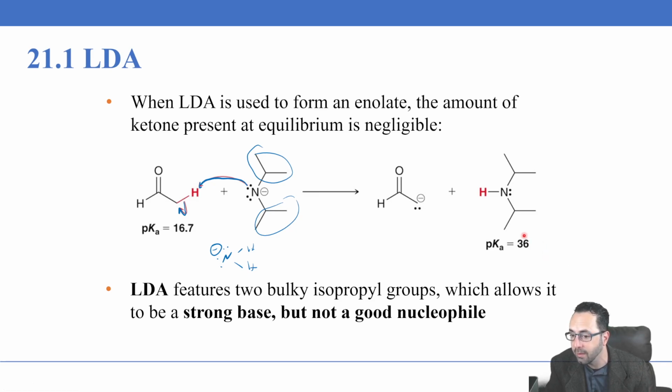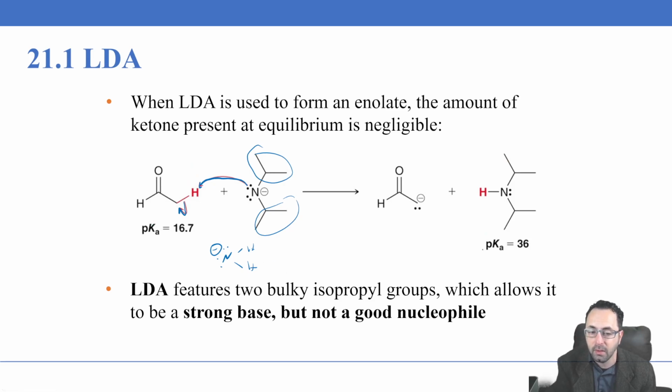And notice, with ammonia, the pKa is 38. With diisopropylamine, here the pKa is 36. Very, very, very not acidic at all. So the enolate ion is much more acidic.